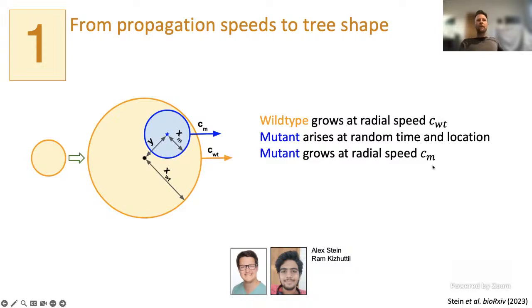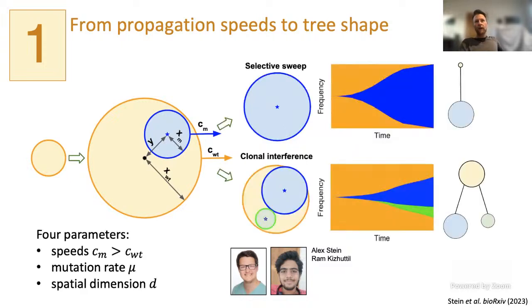And we generally assume that cm is larger than cwt because that makes this an interesting problem, which means that there is some possibility that the mutant, the blue one, grows to complete a selective sweep and completely replace the original type. So the blue ball must grow faster within the yellow ball than the yellow ball is growing into whatever surrounds it. So we have cm greater than cwt in the interesting case.